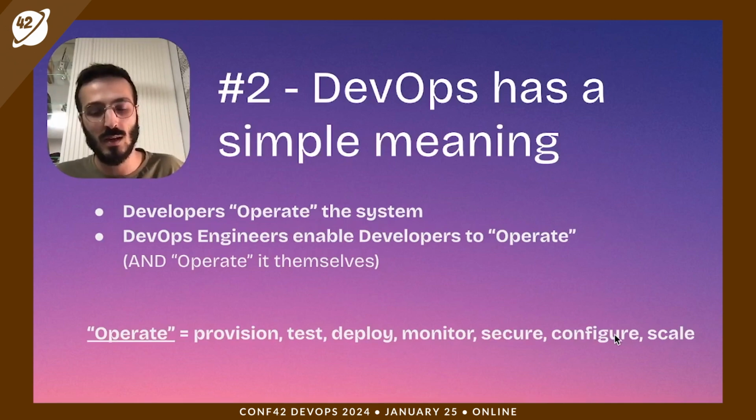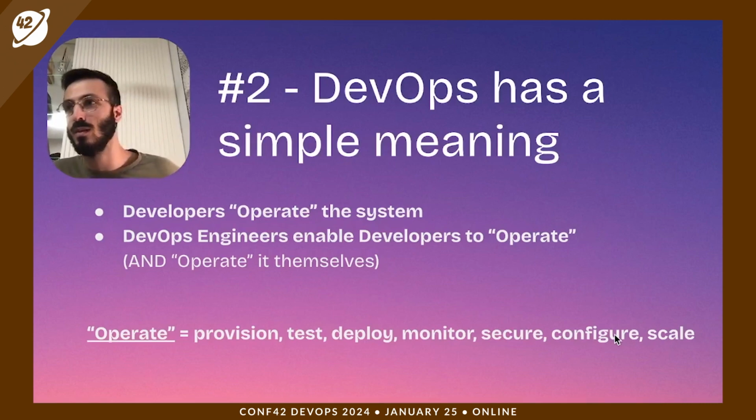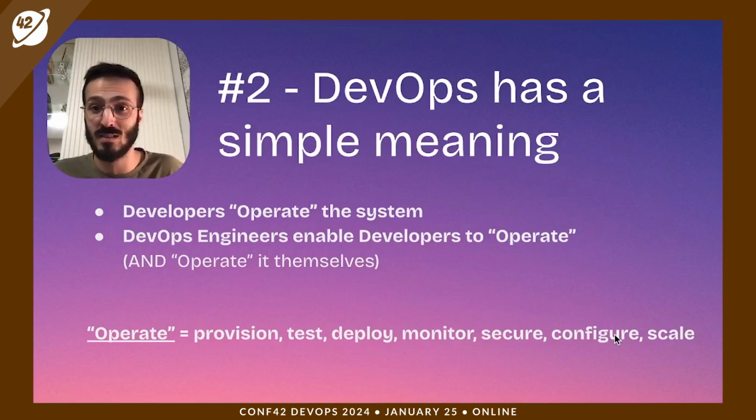So next thing is configure. So configure is just a way to modify configurations in your system. This could mean changing configuration in Git. It could mean changing configuration in a database or in any KV store, something of that sort. And scale up and down, scale the system up and down based on the demand.